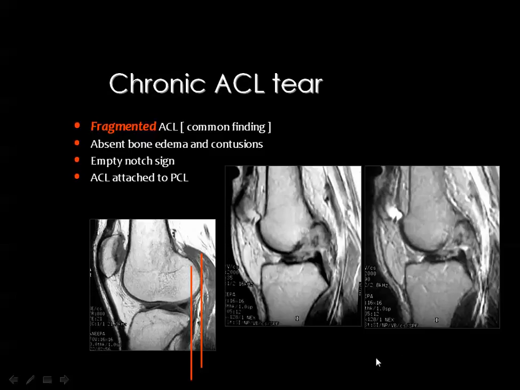Then in order to diagnose chronic ACL rupture, the ligament is fragmented and is surrounded by granulation tissue. The empty notch sign will be positive, and the anterior translocation of the tibia will be positive, but the bone marrow contusions will be resolved.